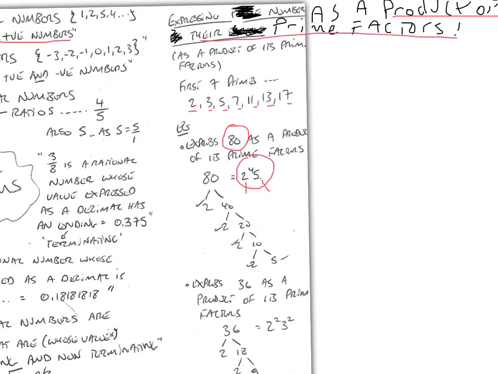Well, we looked at our list of primes, and we looked to see what would divide into 80, and 2 goes into 80 40 times. We look at the list again, 2 goes into 40 20 times. We look at the list again, 2 goes into 20 10 times. We look at the list again, 2 goes into 10 5 times, and then we have to say 5 goes into 5 once. So we have 2 times 2 times 2 times 2 times 5. That gives us 80, expressed as a product of its primes.